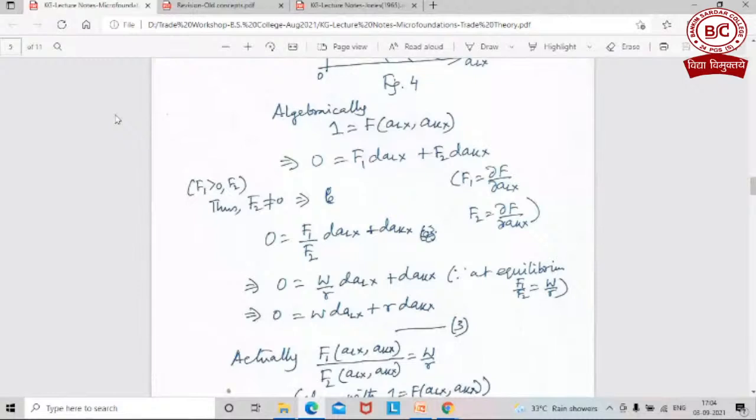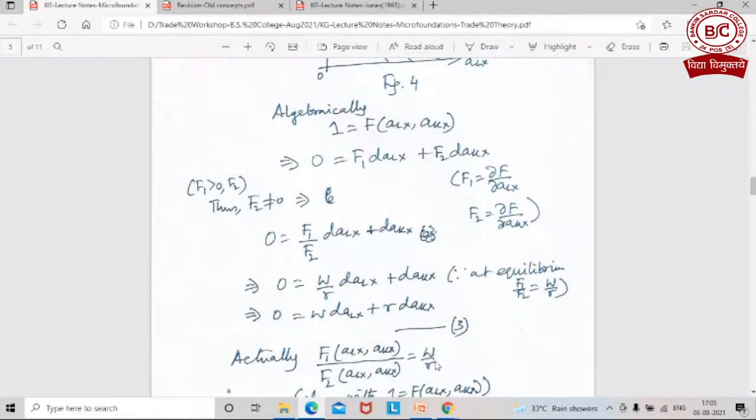You know that F1 by F2 is equal to W divided by R. F1 is what? Marginal productivity of labor. Marginal productivity of labor is also a function of labor and capital. Remember, for any Cobb-Douglas production function, Y equal to Q equal to L to the power alpha, K to the power 1 minus alpha, if you take del Q del L, then it's also a function of L and K. So F1, which is del F del L, is also a function of ALX, AKX. Similarly, F2 is also a function of ALX, AKX. So it doesn't matter whether we write F1 by F2 or F1 as a function of ALX, AKX, F2 as a function of ALX, AKX, equal to W divided by R.